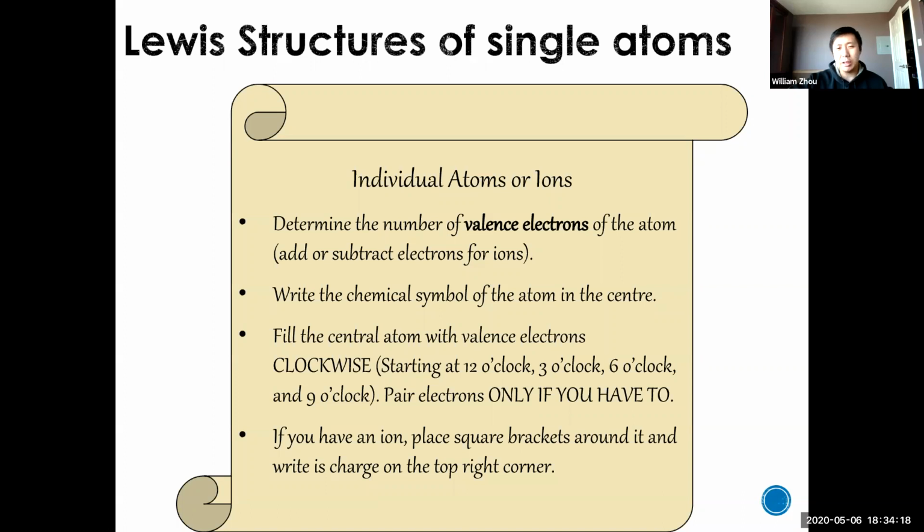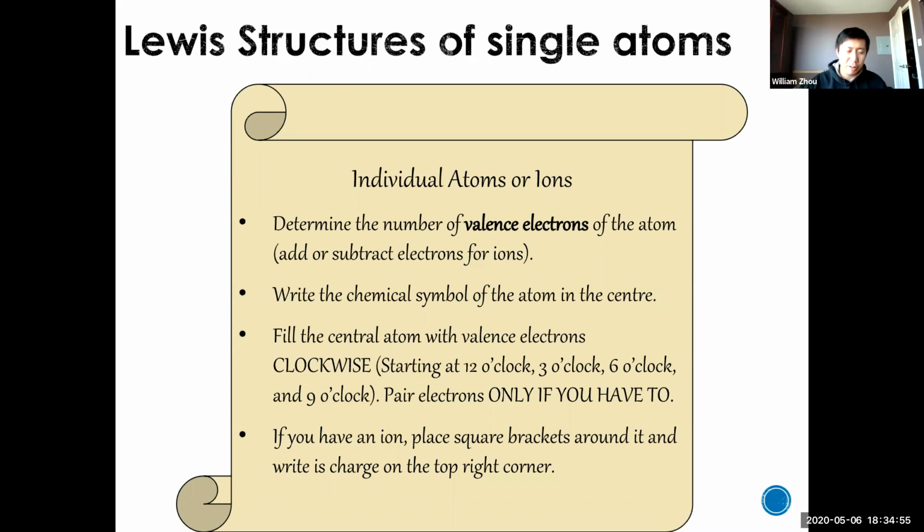So once you determine the number of valence electrons, you write the chemical symbol of the atom in the center. And then you fill the atom with the valence electrons. And you do this clockwise. Now, if you prefer counterclockwise, that's also okay. But you have to go in a circle. You can't just randomly start plotting points. What I recommend is you start at the top at 12 o'clock, and then the next one you draw at 3 o'clock, and then the next one 6 o'clock, and then 9 o'clock, and then you go in a circle like that.